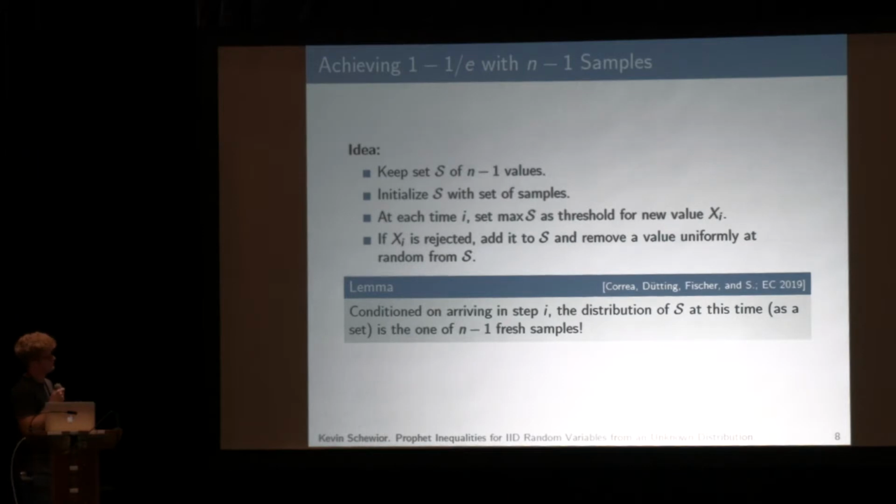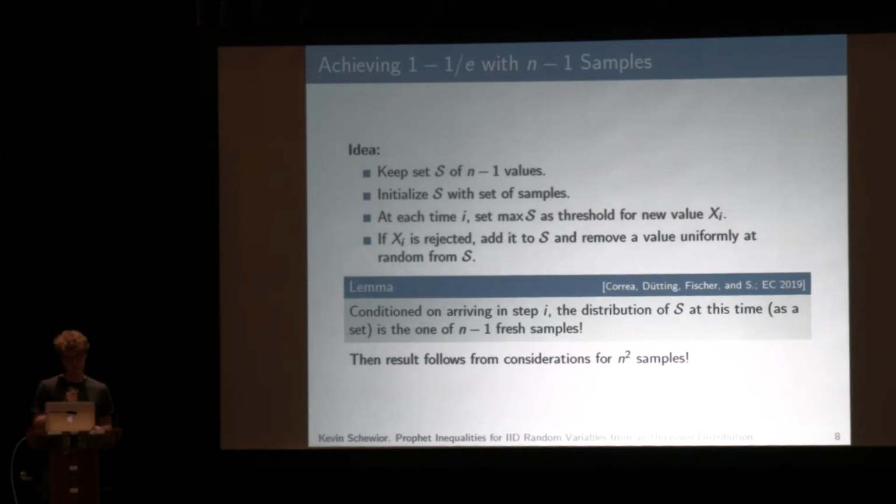So the first algorithm that achieved 1/2 you can view as keeping all the samples in the set, right? Okay, so the lemma that we can show is that even though we're not actually using fresh samples in every step, the distribution of the set at any time is the distribution of n-1 fresh samples. And then the result just follows from the considerations we made for n² samples.